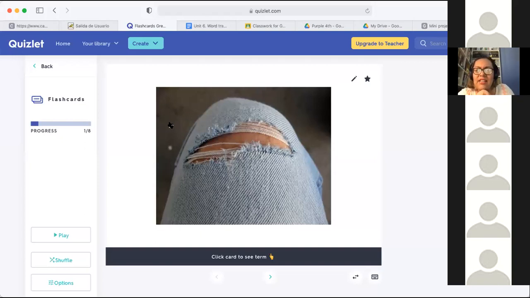Can you write in the chat? Ripped. I didn't say it in Spanish. I didn't ask for Spanish at all. Ripped. Thank you very much. Queen already typed it in the chat. So did Vicky. Thank you, girls.